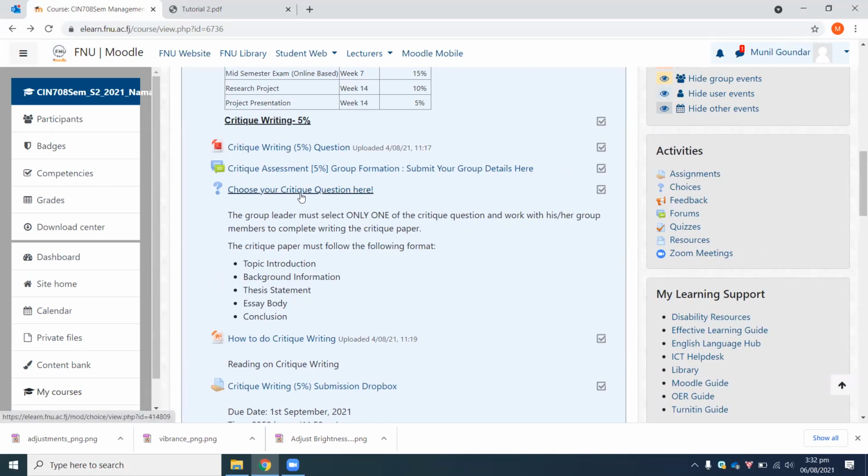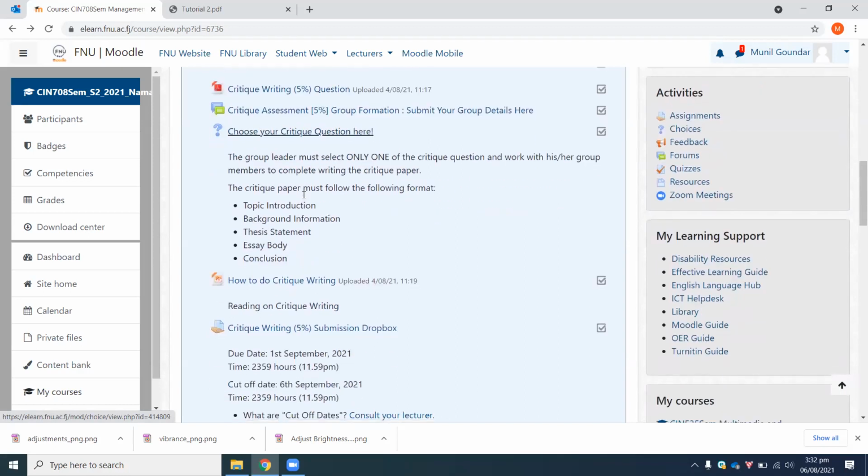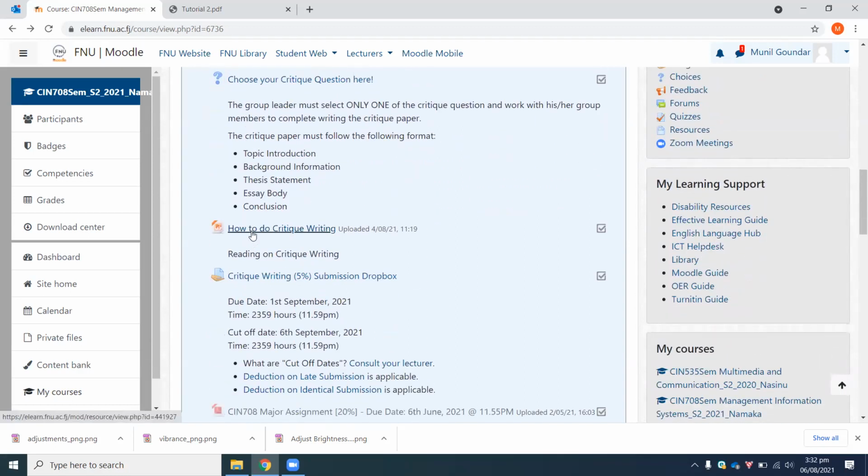And then your group leader will come and choose your critic question. So 18 questions, whoever chooses the question first, that question is theirs. Now, if you're still unsure how to do critic writing, I've also provided you with a PowerPoint slide, which explains how you can go about doing critic writing, how you can put in your references, and how you actually acknowledge people of the work that you borrow without asking, but you're still borrowing.